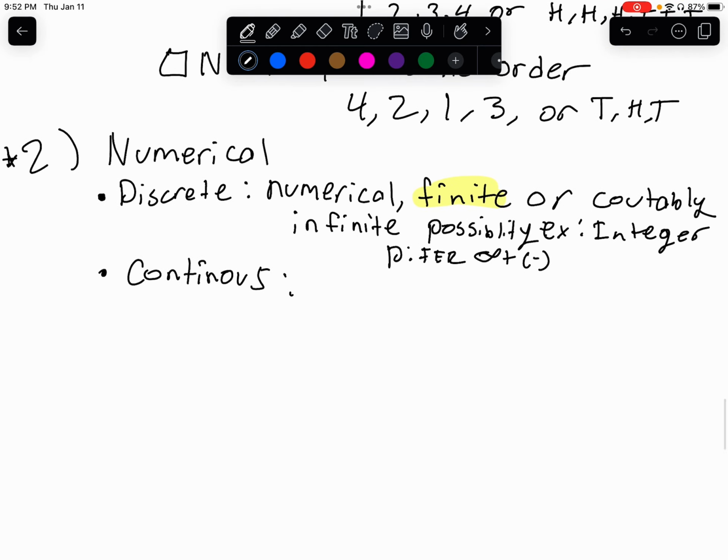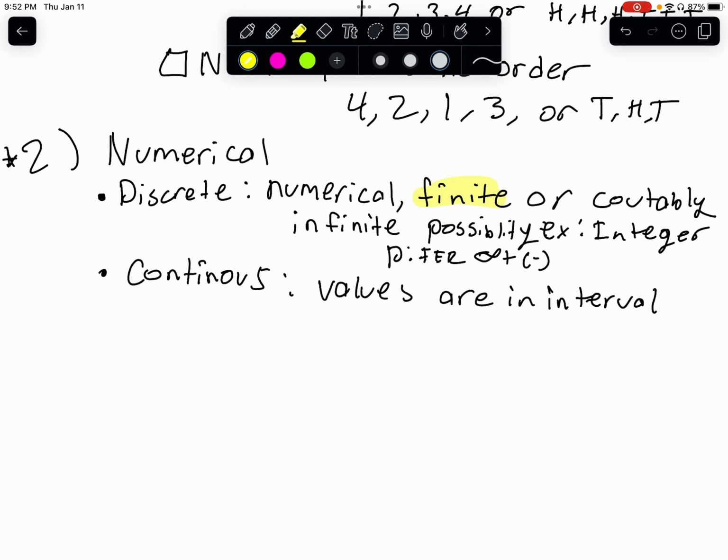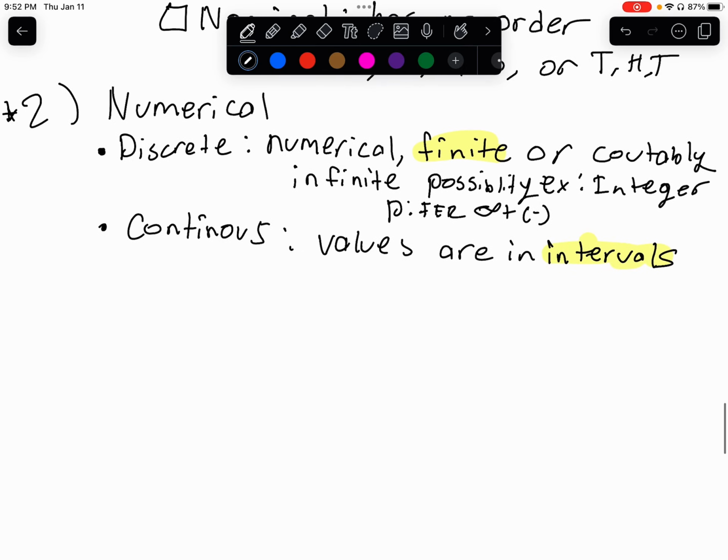Let's say, for example, so continuous is our values are in intervals. So our values are intervals. S on the end, so it's plural. So it's intervals. So our data now can be categorized to two things: discrete and continuous, or numerical and categorical, right?